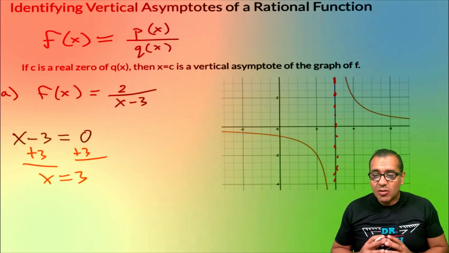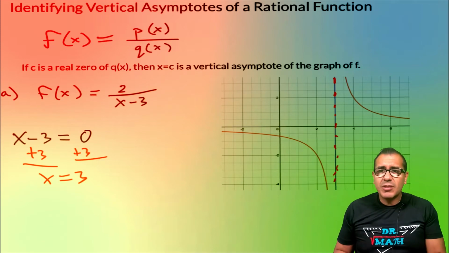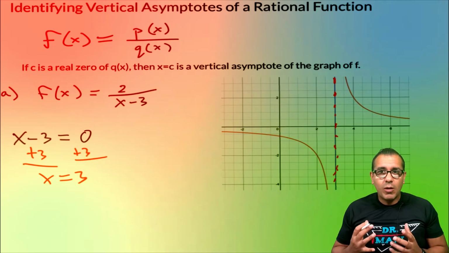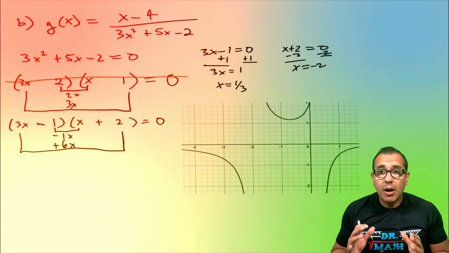All right, so again, the big idea is we set that denominator equal to 0. So the big question is, well, what happens when that denominator is not so nice? Well, follow me. All right, mathletes, so let's look at part B here.